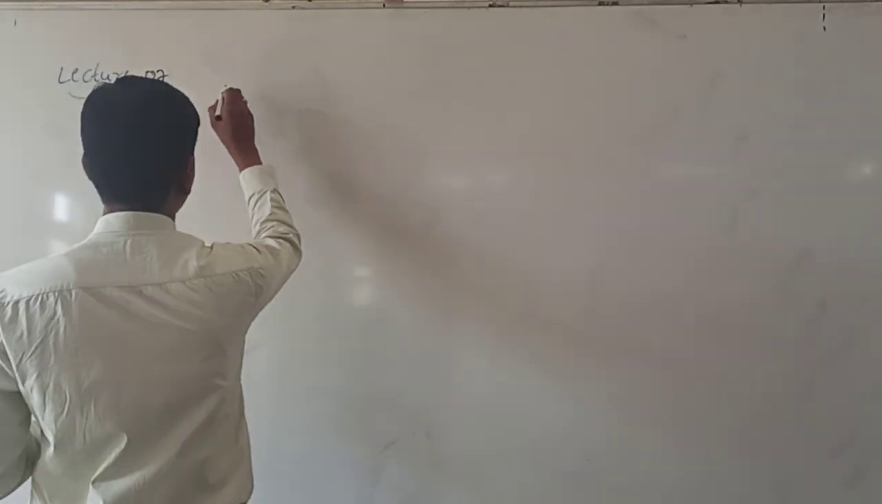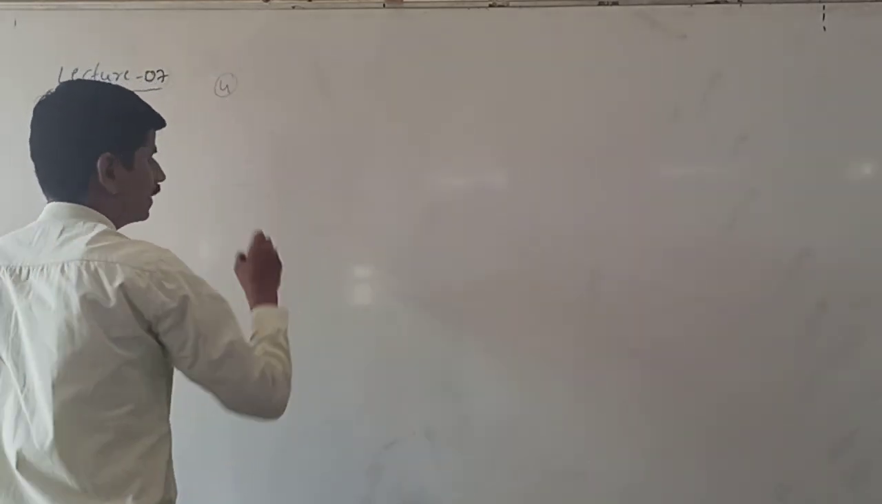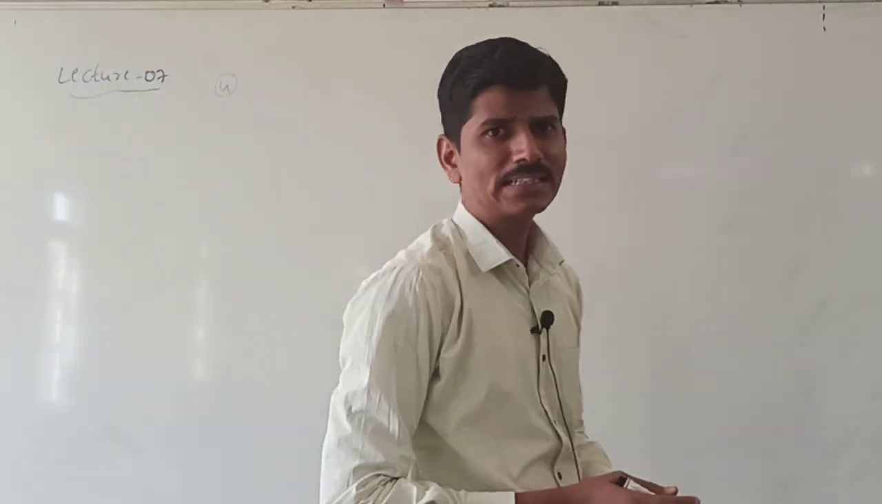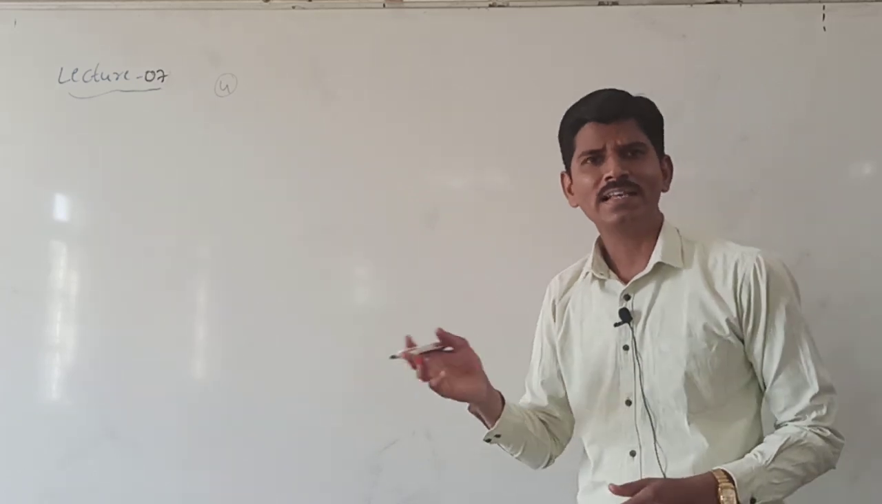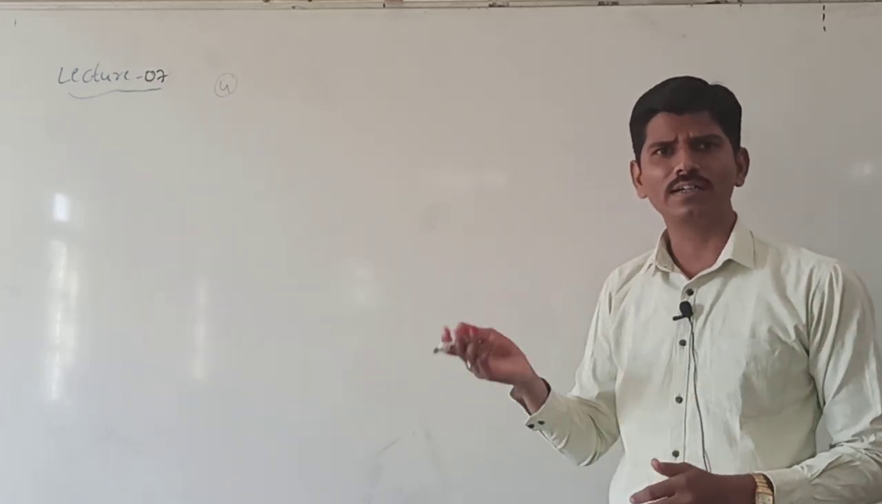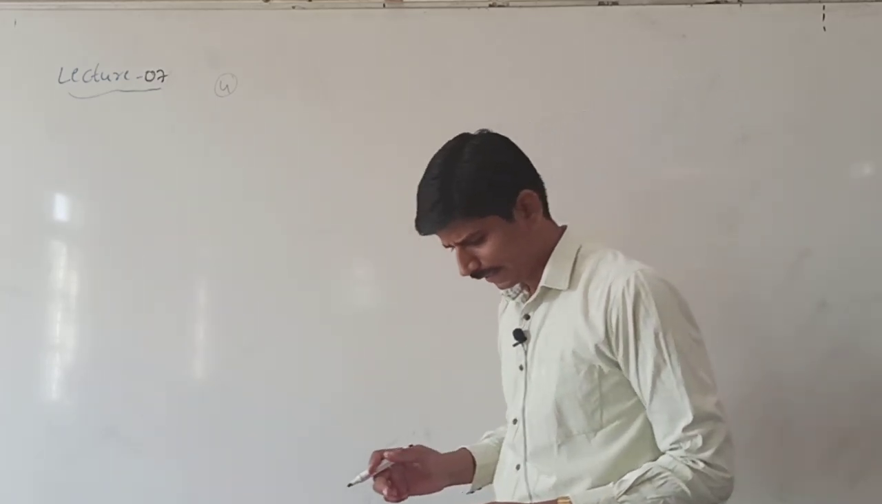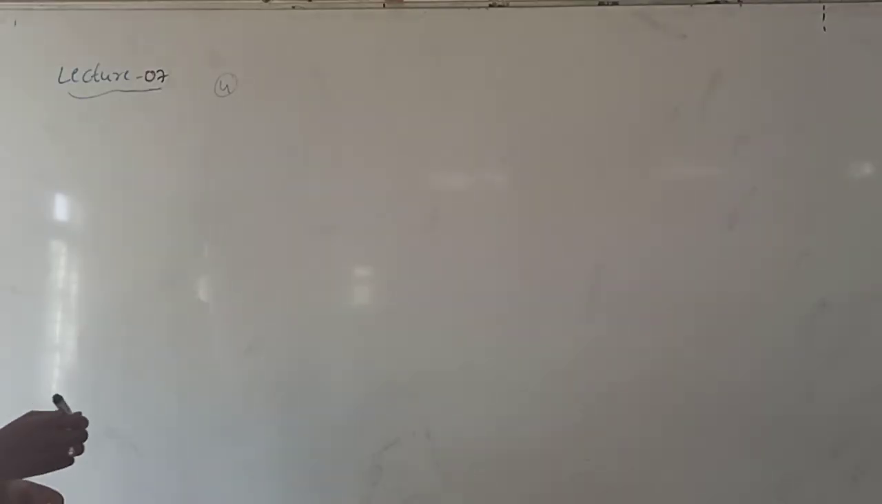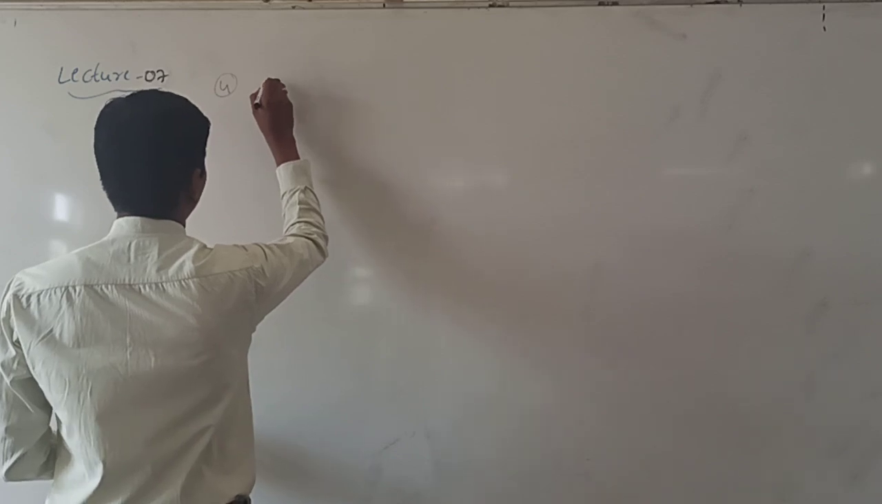Fourth measure. Here there are totally 6 measures. One is crude death rate, second is age specific death rate, standardized death rate, infant mortality rate, neonatal death rate and maternal mortality rate. Three mortality rates are over, and the fourth one is infant mortality rate.